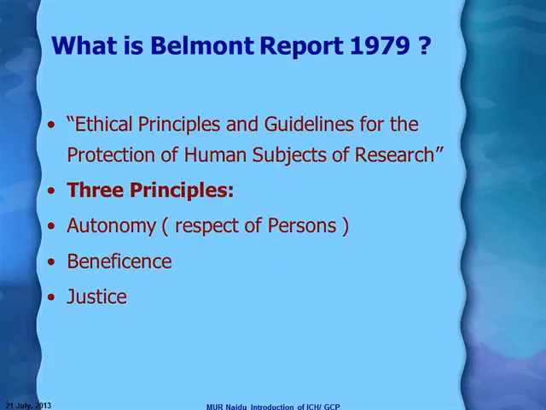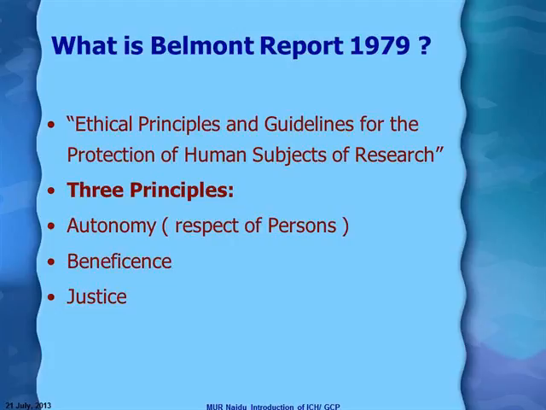Coming to another very important landmark event, that is the Belmont report, which was prepared in year 1979, which again significantly contributed to the development of ethical principles and guidelines for the protection of human subjects participating in clinical research. The Belmont report has three important principles.